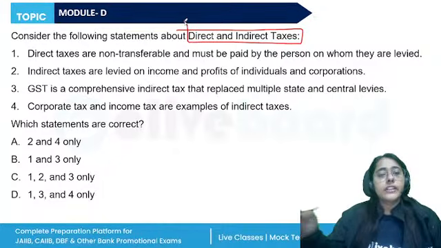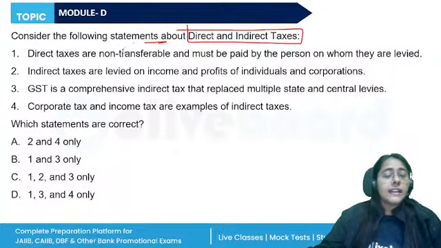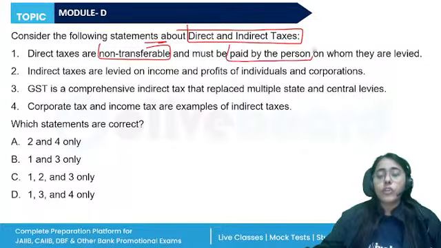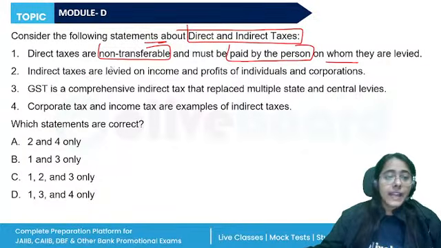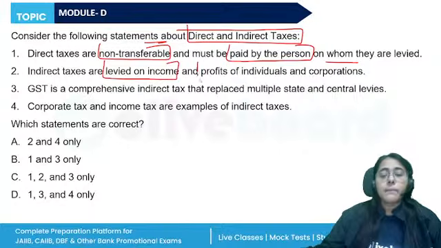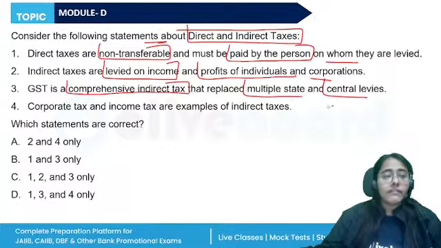Okay. Which of the following statements are correct about direct and indirect taxes? Direct taxes are non-transferable, must be paid by the person on whom they are levied. Indirect taxes are levied on the income and profits of individuals and corporations. GST is a comprehensive indirect tax replacing multiple state and central levies. Corporate tax and income tax are examples of indirect taxes.